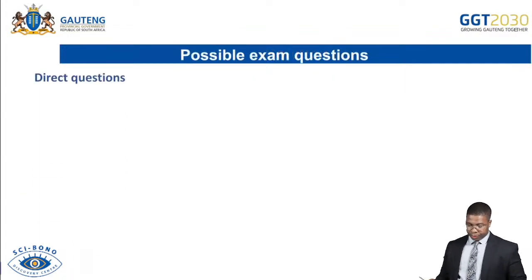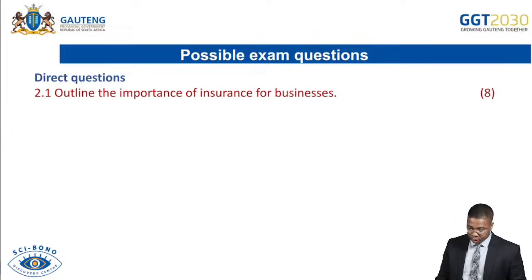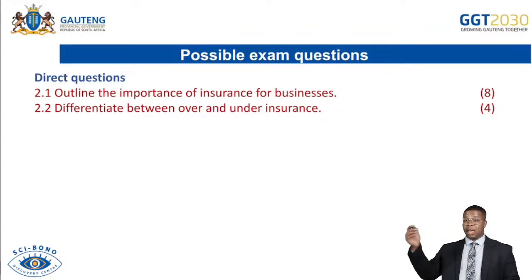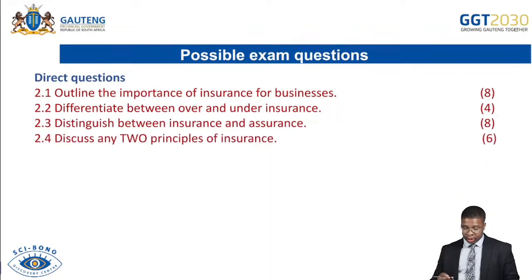Then we move to direct questions. You will be asked a lot of direct questions under what now? Under investment insurance. You can be asked to outline the importance of insurance, and this question is similar to saying explain the advantages of insurance. Then you will be asked to differentiate between over and under insurance. You will be asked to distinguish between insurance and assurance. You can also be asked to discuss any two principles of insurance, and this will be holding serious marks, and you need to be accurate, and the mark allocation will always be 6 or 4.